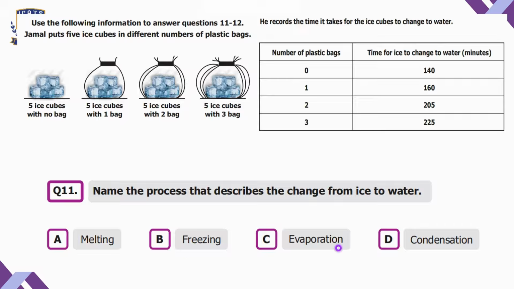Option C is evaporation. It involves liquid water turning into water vapor. And option D is condensation. It involves water vapor turning into liquid water. So here the process of changing ice to water is melting.